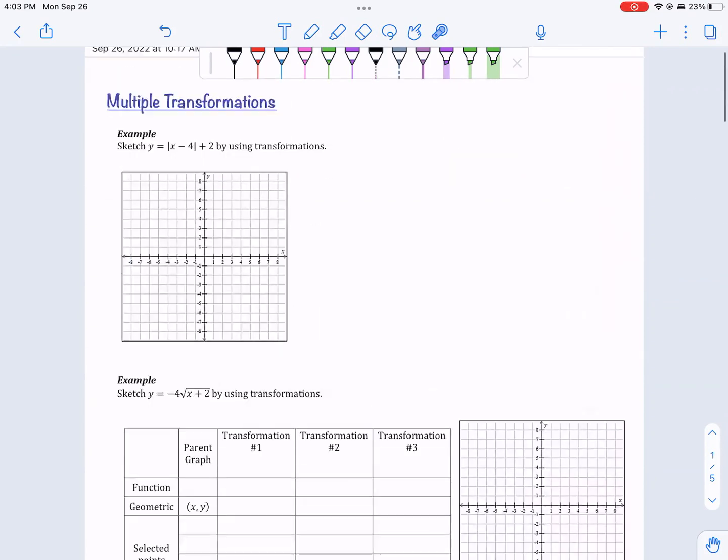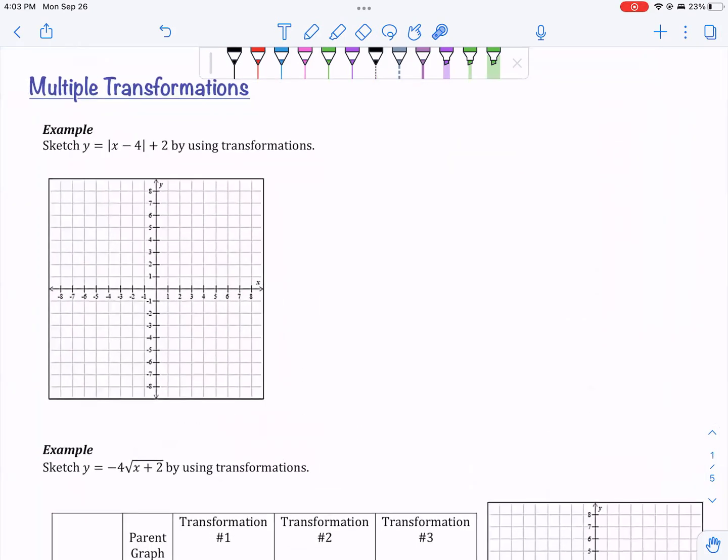All right, let's do it. So here, we have this function, y equals absolute value of x minus 4 plus 2, and we want to graph it using transformations. The base function here is the absolute value of x.